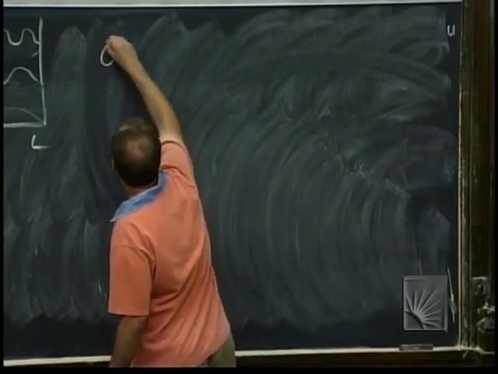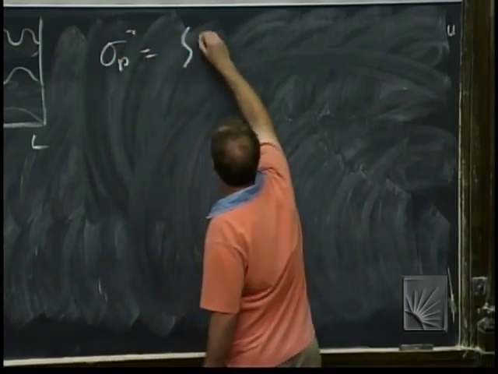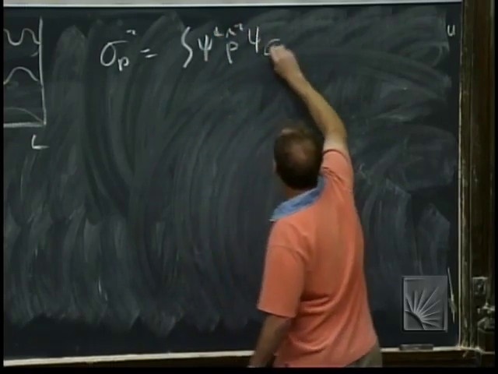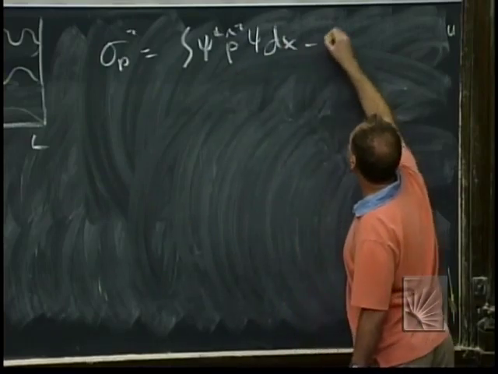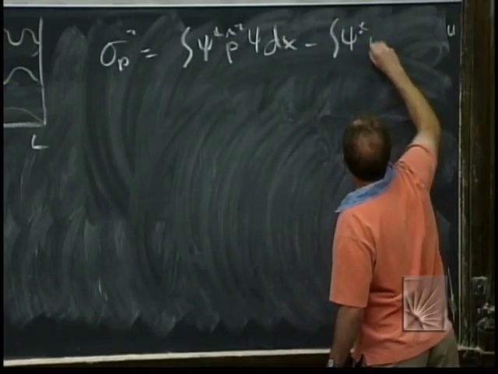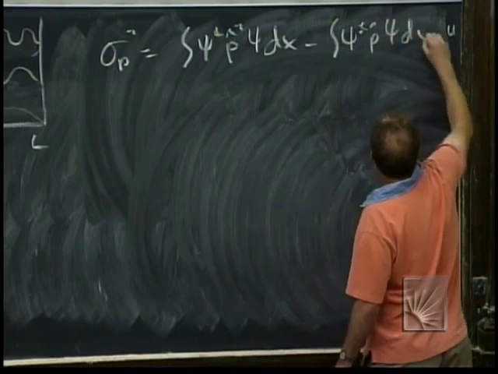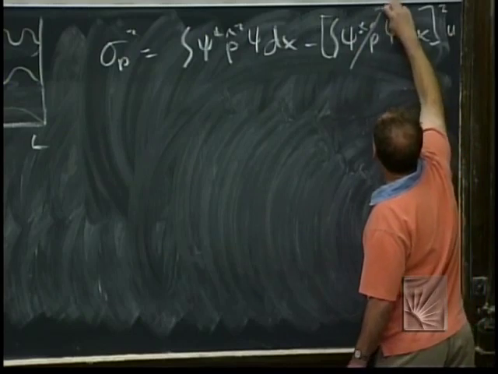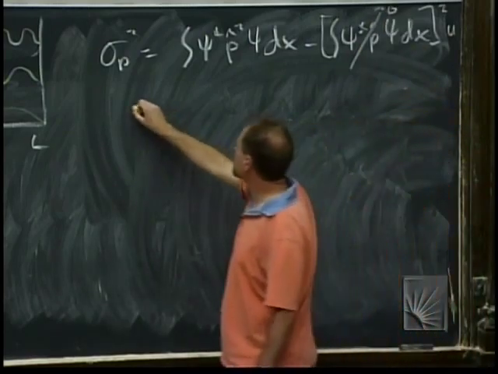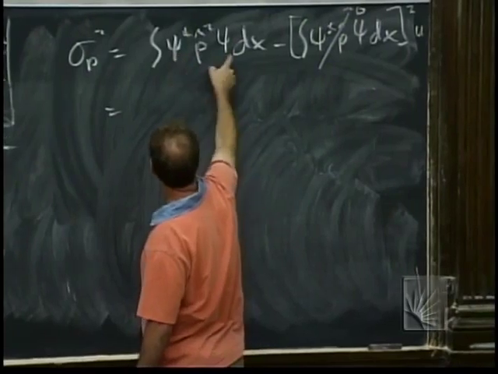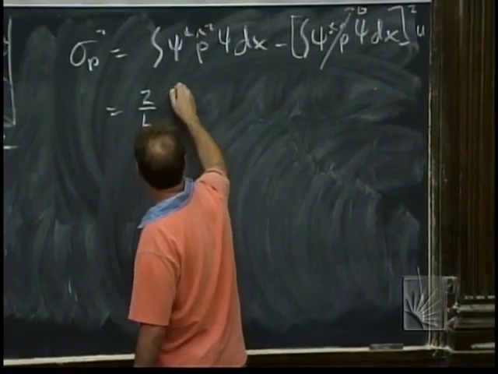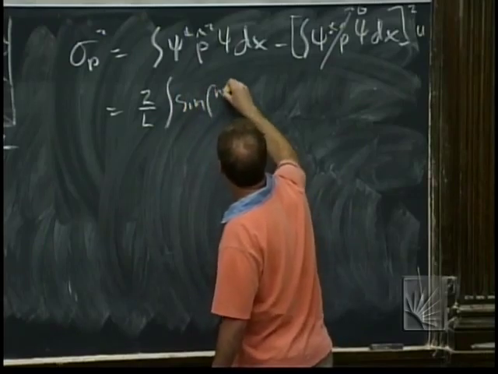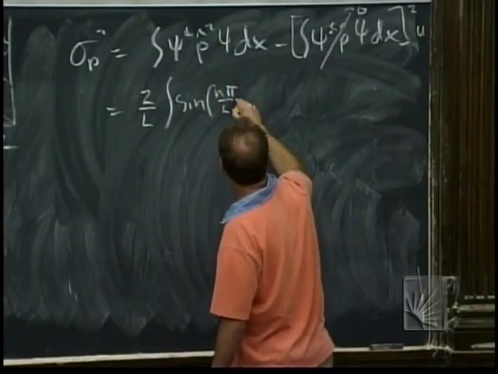Sigma sub p, I'll write it down with a square. So it's the integral of psi star p hat squared psi, the expectation value of p squared minus the expectation value of p quantity squared. We already found that that's 0. So this is simply, I'm going to write everything down. The psi's give me, again, a factor of 2 over L from taking the 2 of them. This one is sine n pi over L x.